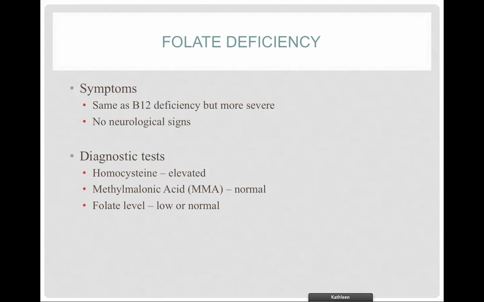Diagnostic tests: homocysteine is elevated, MMA is normal, and folate level is low or normal. Remember, MMA is increased in pernicious anemia or vitamin B12 deficiency. Increased values of 73 to 271 units of MMA are consistent with pernicious anemia. And what is that? MMA is a compound that reacts with B12 to produce coenzyme A, and this coenzyme A is essential to normal cellular function. When vitamin B12 deficiency occurs, MMA levels increase.